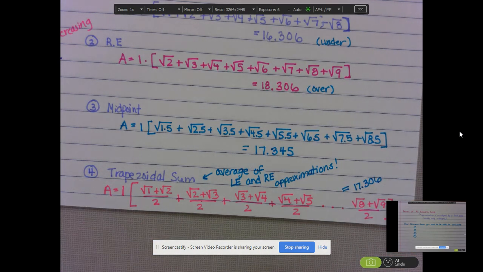And notice that's a little bit closer to your midpoint. Both trapezoidal and midpoint are much better approximations than your left and your right. However, sometimes you got to use what you were asked to use or what you're given.